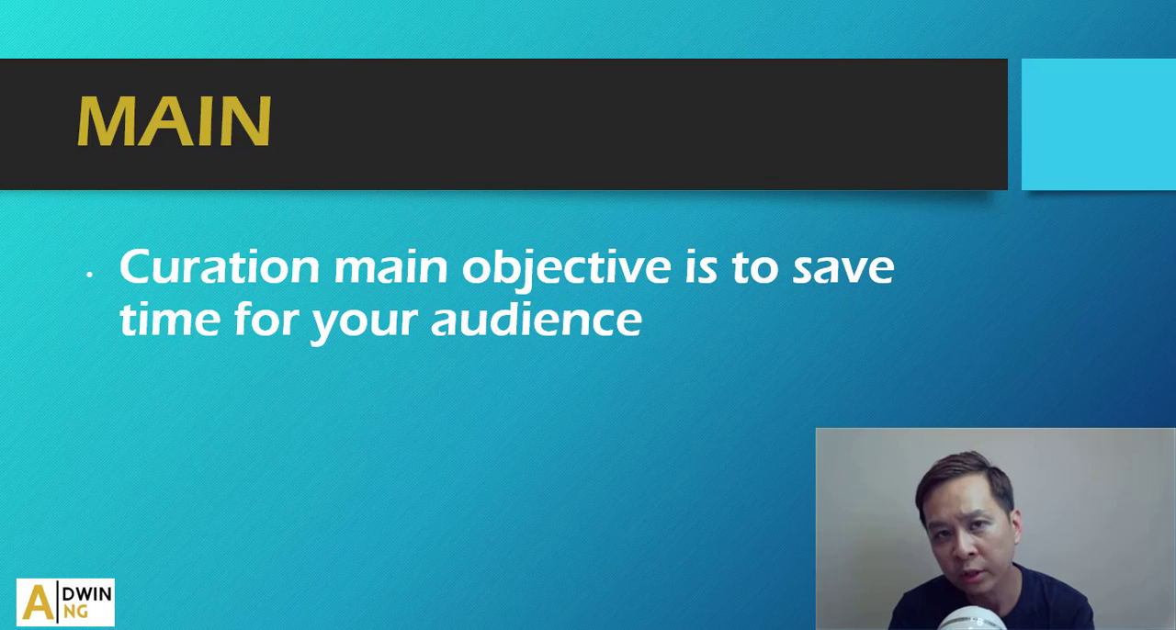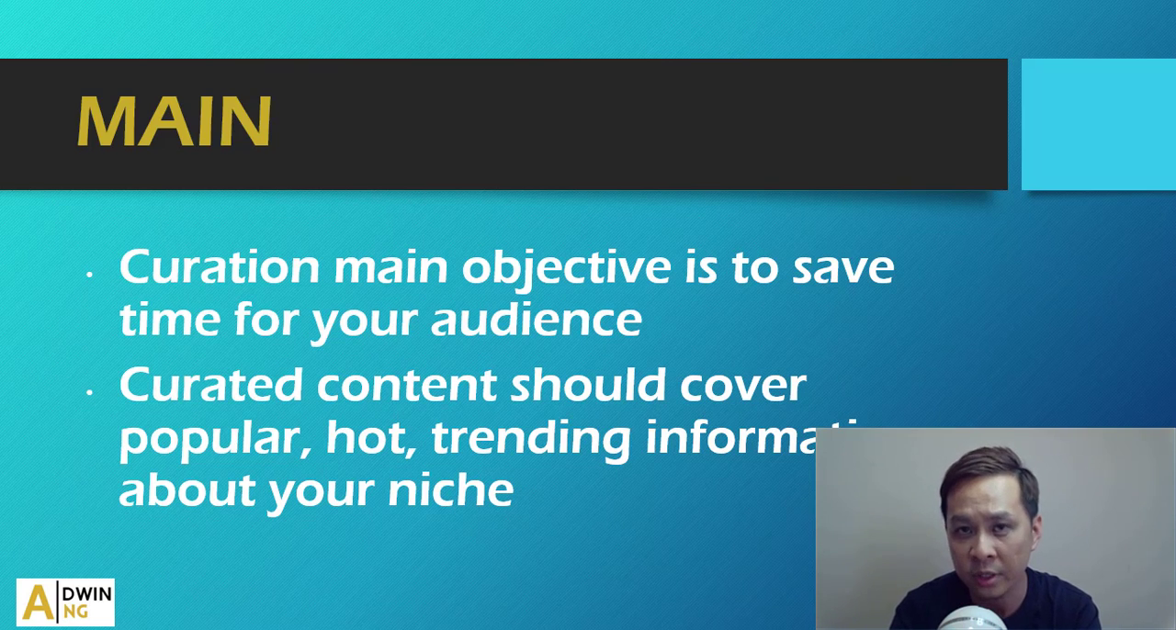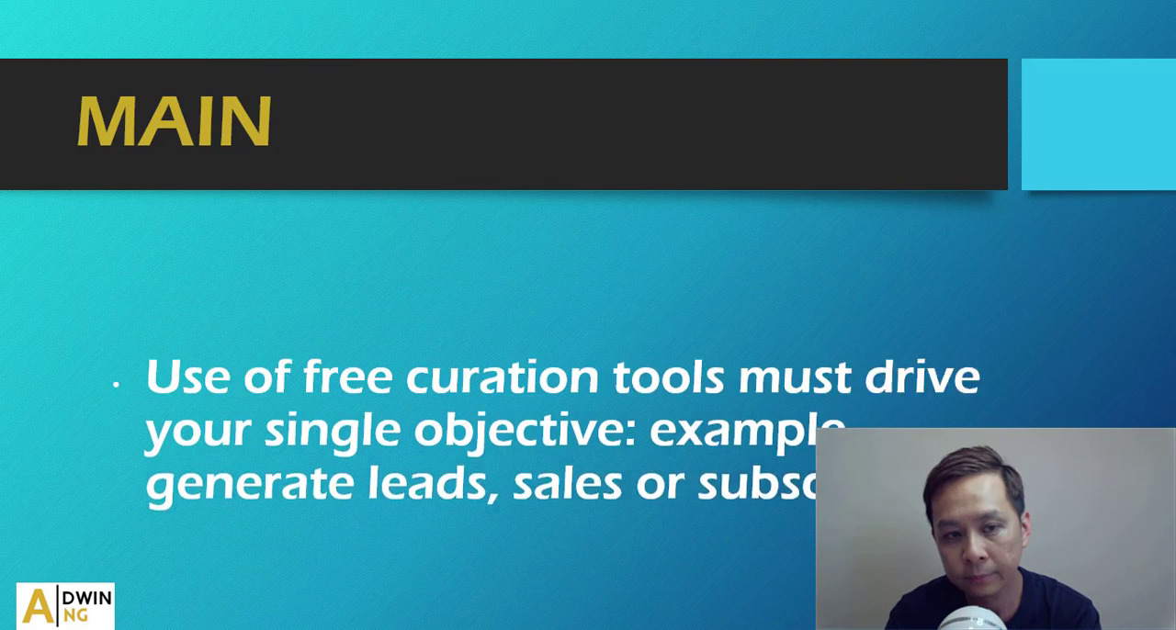The objective of content curation is to save time for your audience. And curated content basically should cover popular, hot, trending information about your niche. Your audience will only be interested in what you have curated for them, and they are only interested in this particular niche. Say for example, they are interested in clothing or jewelry. You should only curate content that's related to this topic.